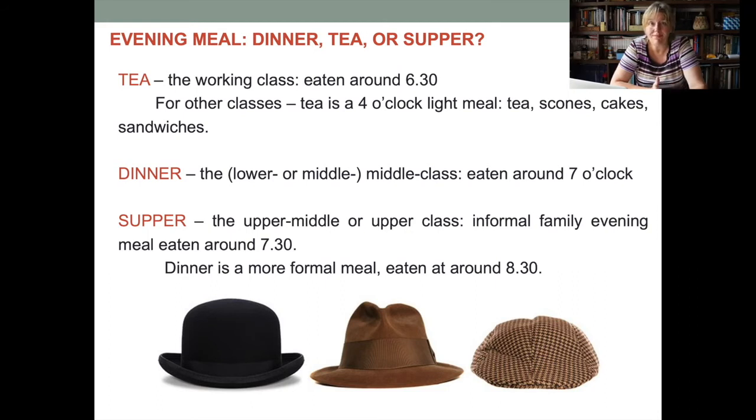So it's not the last meal, it's this 4 or sometimes 5 o'clock drink with some snacks. The other way of calling this last meal is dinner. This is the lower or middle class meal eaten around 7 o'clock. And the upper class or the upper middle class would call it a supper. So this is an informal family evening meal eaten around 7:30. As you can see, the higher the class, the later the last meal is eaten. Or a dinner, if the upper class use the word dinner, they mean a more formal meal eaten around 8:30, so even later. The one with guests, the one sometimes with waiter service.